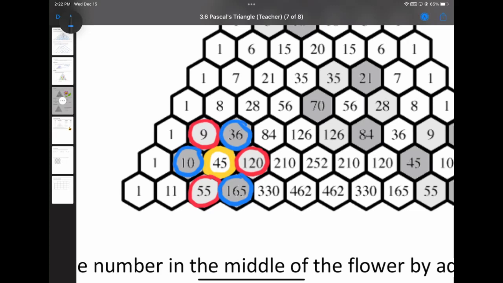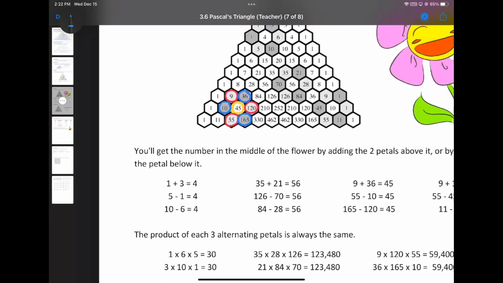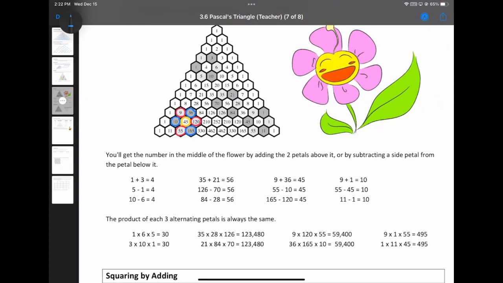What is interesting, though, is if we look at the two alternating colored petals here, and we actually do the product of them. So if I take the red petals, 9 times 120 times 55, I actually have it written down here, so I'll point it out. 9 times 120 times 55 right here. So that's the product of the red petals. It actually works out to be the exact same thing as the product of the blue petals.